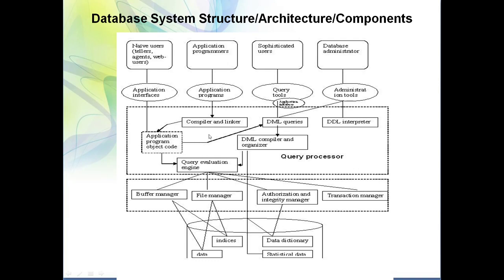We'll start from this layer, that is the query processor. Here you observe that n number of components will be there, which are part of the query processor. First of all, we'll see the DDL interpreter. In order to understand what the DDL interpreter is, first of all you should know the classification of SQL. Majorly SQL is classified into four categories: DDL, DML, DCL, and TCL. These are the four categories in which SQL is classified.